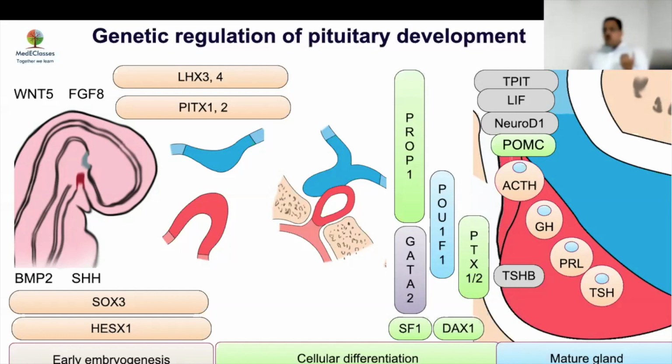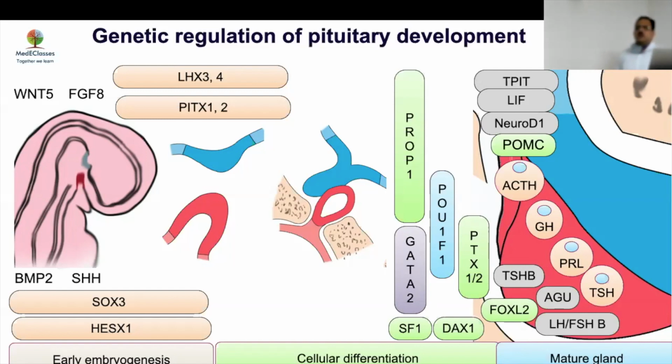Now, GATA2 is the other one which is regulated via the Prop, and this then regulates the FOXL2 pathway, the alpha subunit, and alpha subunit is common for TSH, LH, FSH, and HCG. And this will then, along with that, result in production of the LH and FSH. So this is how the entire process happens.